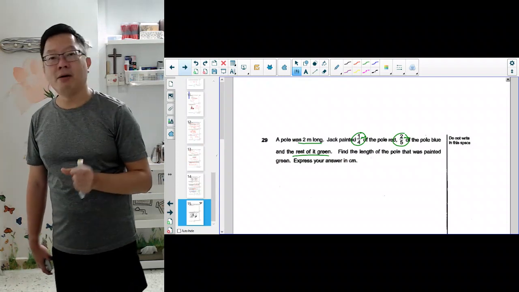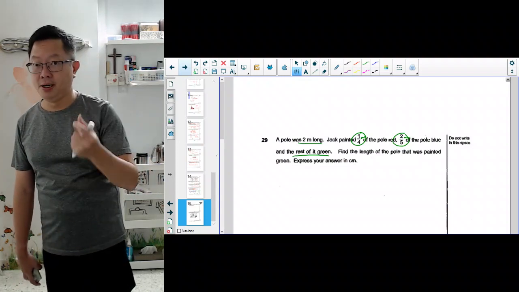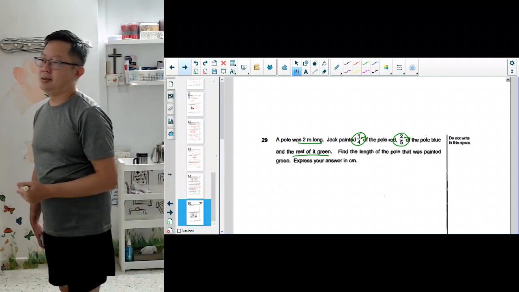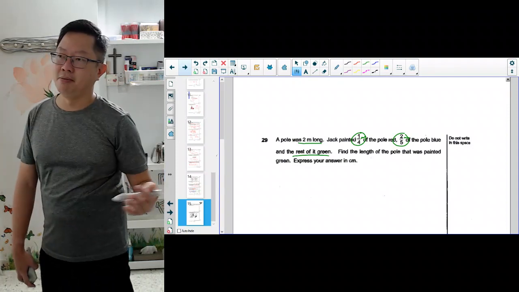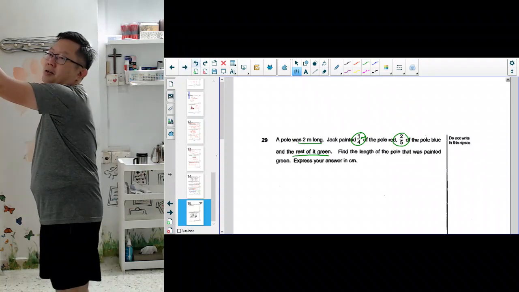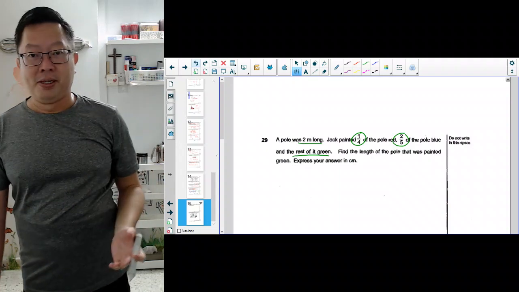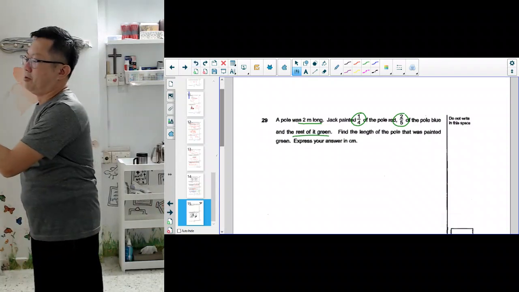So you have to look at what's in front of the fraction. Do you see a unit sign? Do you see a meter there? If you don't see a meter there, then you can't do 2 meters minus 1/4. You can't do that. Okay? So what do we do? Well, you can draw the model, alright? Which is what I'm going to do.